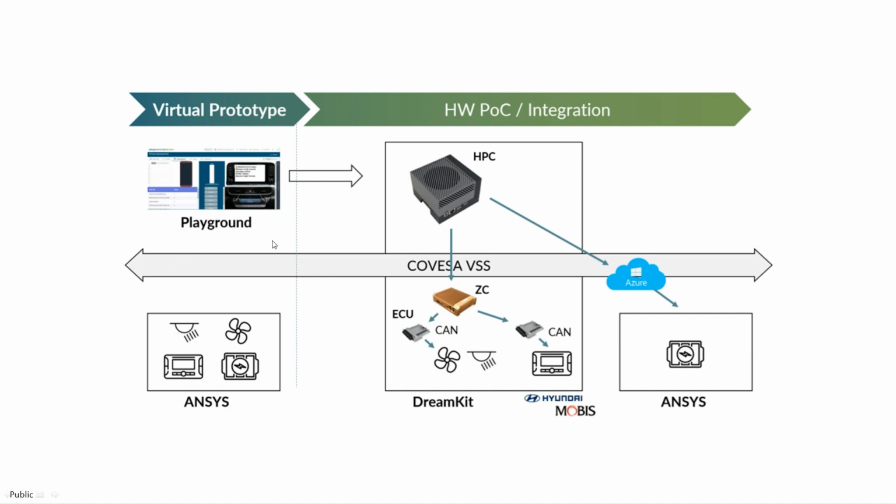So this is the playground. This is the answer simulation. Once everything is fine, you basically deploy the code on the mock HPC, the DreamKit's HPC. The DreamKit HPC is connected to a zonal controller and it has an ECU. It is connected to two ECUs, one for the HVAC system and the lighting system. And as the battery pack is a bit heavy, basically they are relying on the ANSYS battery pack simulation because it is a heavier module.